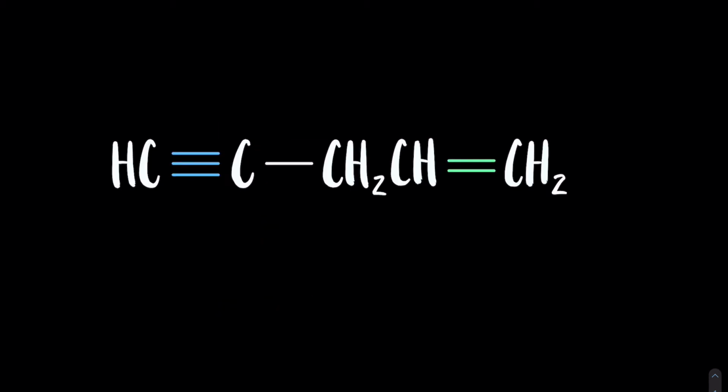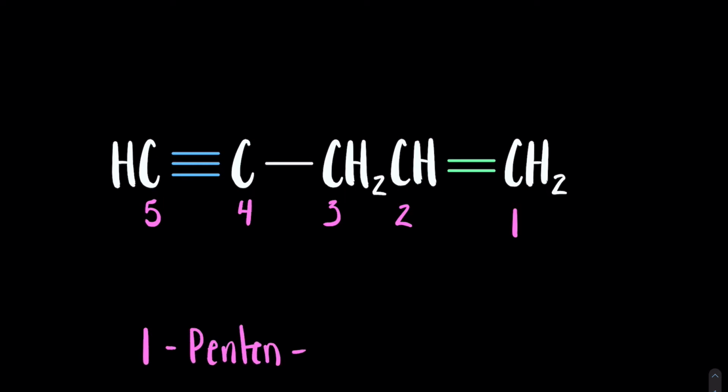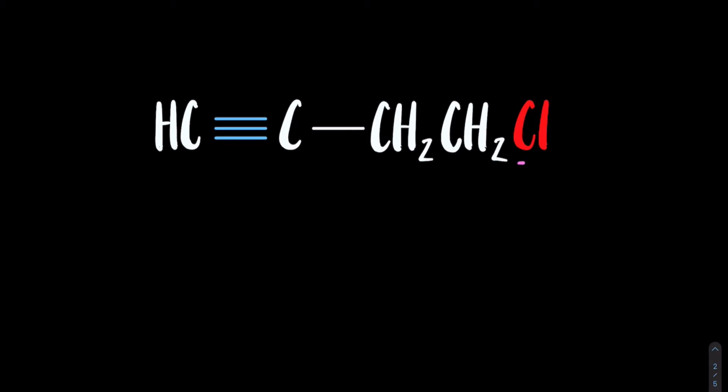2-butyne. Double bond gets priority, so we've got 1, 2, 3, 4, 5 carbon atoms in the parent chain. This is going to be 1-pent-en, for the double bond, 4-yne. In this one, we see we have a chlorine atom that doesn't change anything.